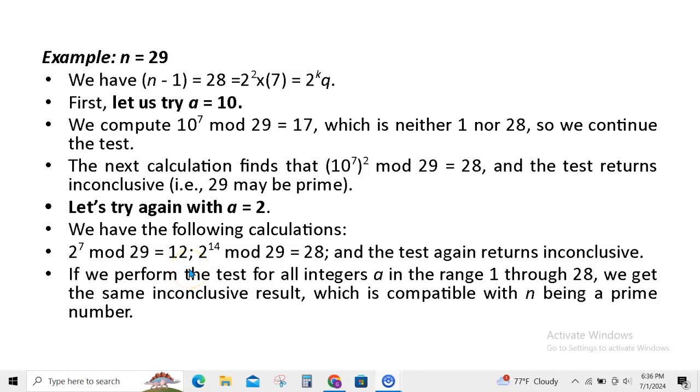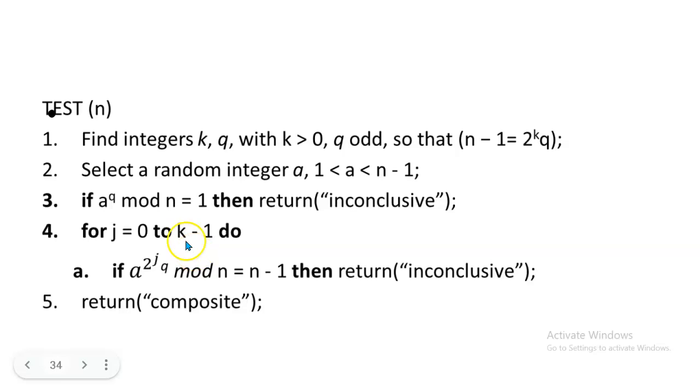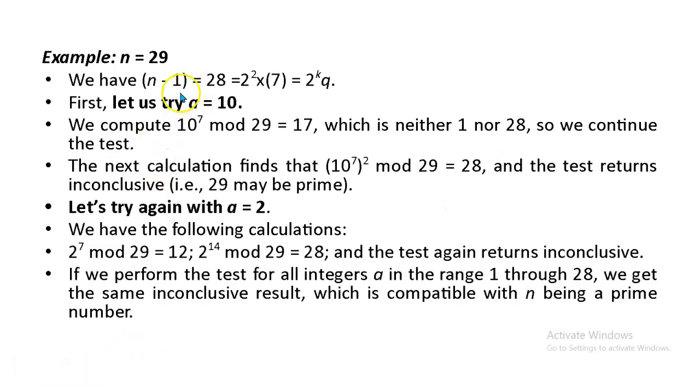So here let's look at an example for the Miller-Rabin test for primality. We first take a number n equal to 29. We have to write n minus 1 in the form, this is a theorem, n minus 1 is equal to 2 raised to k times q. So we write 28 in the form 2 raised to k q, that is 2 raised to 2 into 7, which is 28.